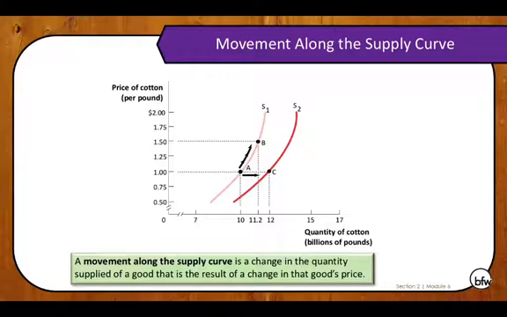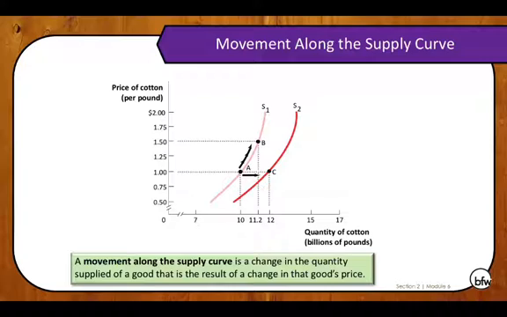So let's look at this. When we move from point A to point B, you'll notice that the quantity of cotton supplied changes. It increases from 10 billion pounds of cotton to 11.2 billion pounds of cotton. So there's an increase in quantity supplied. But notice it's going from A to B is movement along the same supply curve. When we move from point A to point C, we also increase the quantity supplied from 10 to 12 billion pounds, so that also leads to an increase.